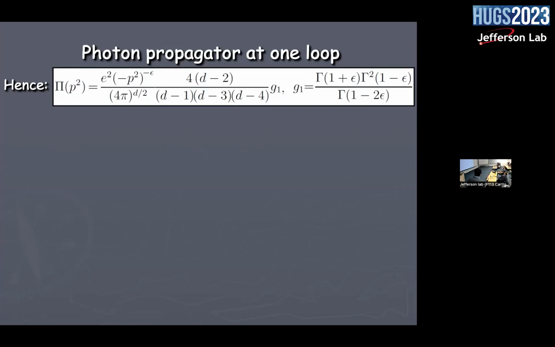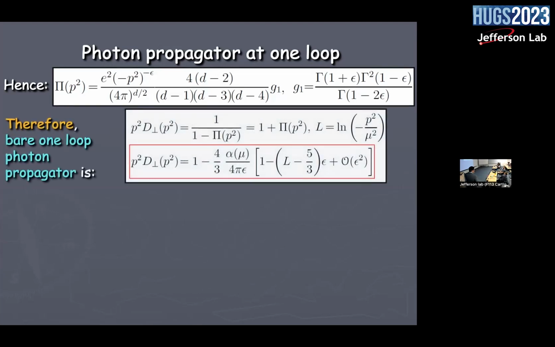When D is equal to 4, this becomes a 0. So I will put here D is equal to 4 minus 2 epsilon, and that tells us that there is a 1 over epsilon pole here. And as I was telling you, there will be a mu squared factor coming from here. So it will become p square over mu square power minus epsilon. Then when epsilon goes to 0, you can expand it in terms of logs. And that is where this log comes, log of minus p squared over mu squared.